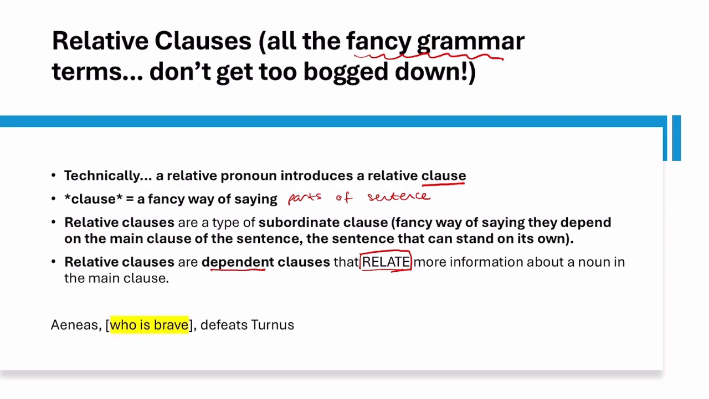So look here. If you have read the Aeneid in any language, then this might make sense to you. Aeneas, who is brave, defeats Turnus. So your who is brave is your relative clause. Your who there would be your relative pronoun. That is a spoiler for the Aeneid, Book 12. If you haven't read it, I apologise.